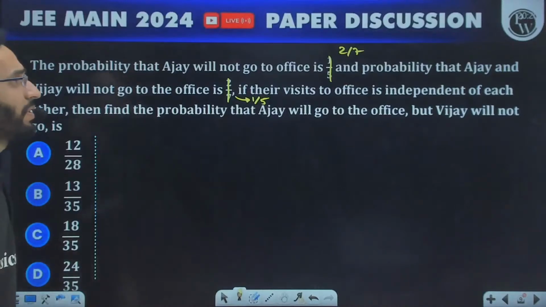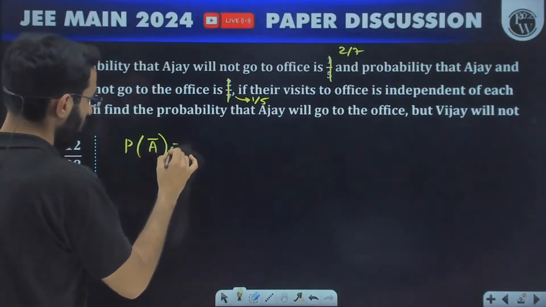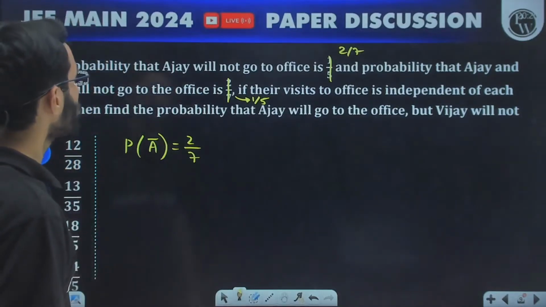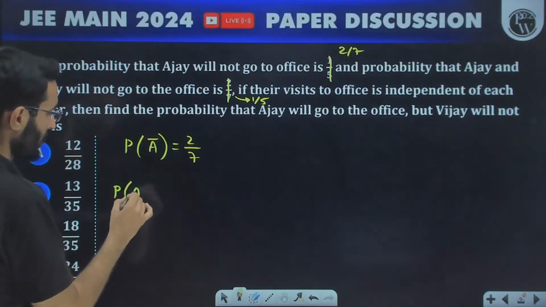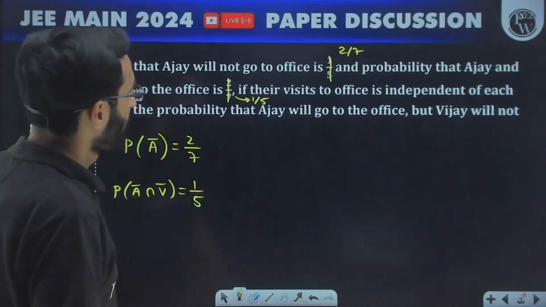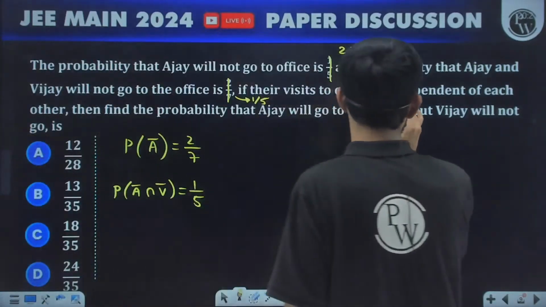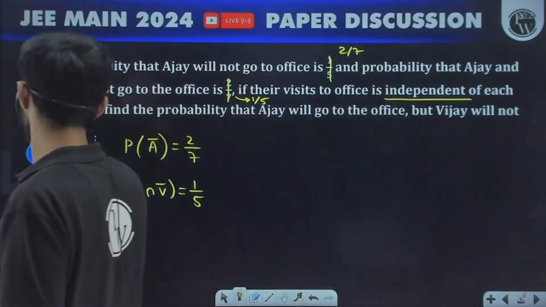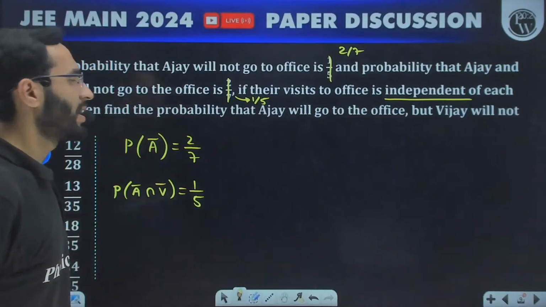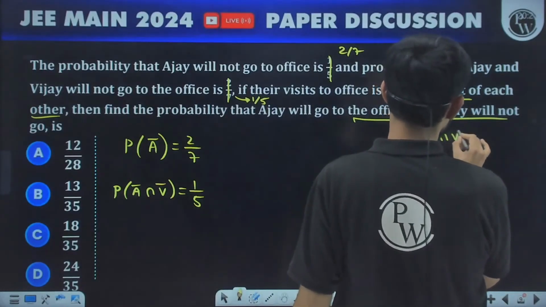The probability that Ajay will not go to office is 2 by 7. So probability of Ajay not going to office, I am writing as P of A bar is 2 by 7. Probability that Ajay and Vijay will not go to office is 1 by 5. If their visits to office are independent of each other, the question is telling that these events are independent of each other. Then find the probability that Ajay will go to office but Vijay will not go.